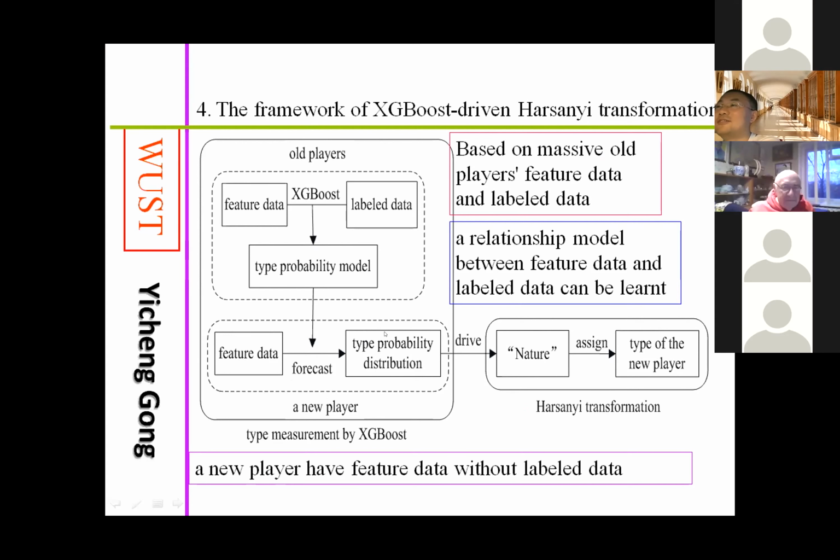And then we use this type probability distribution to direct Nature. So Nature will assign the type of the new player according to the type probability distribution, which is learned by XGBoost. Okay.